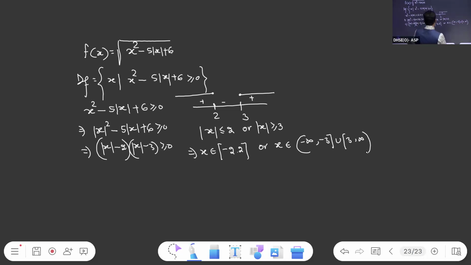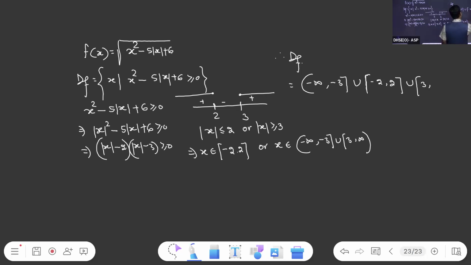Okay. So the union of all these three will be the domain of the function. Thus, the domain of the function is minus infinity to minus 3, union minus 2 to 2, union 3 to infinity. This is the required domain of the function. So guys, quickly note it down.